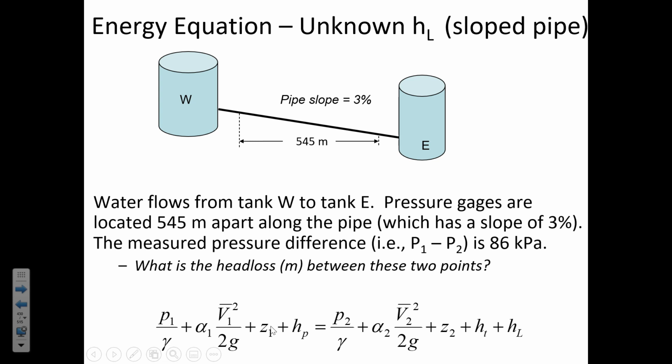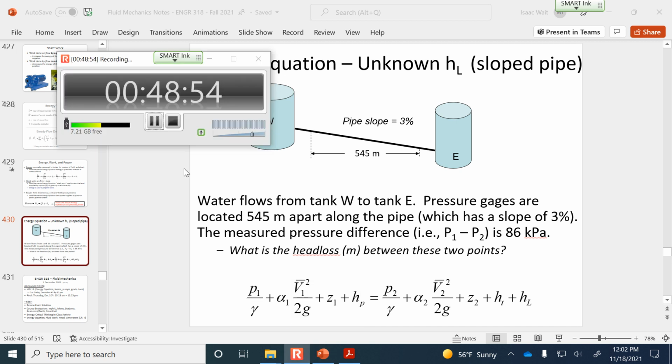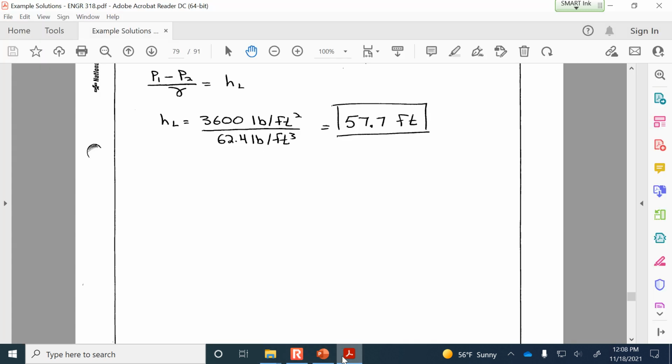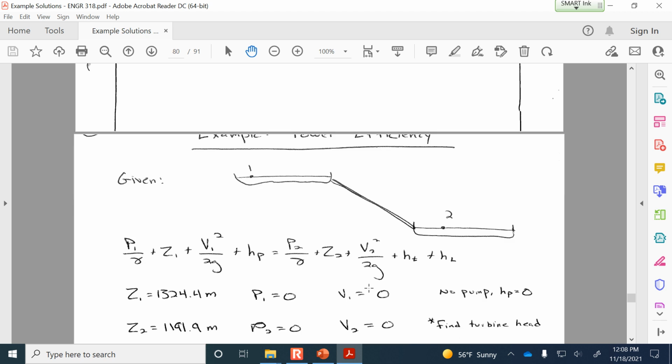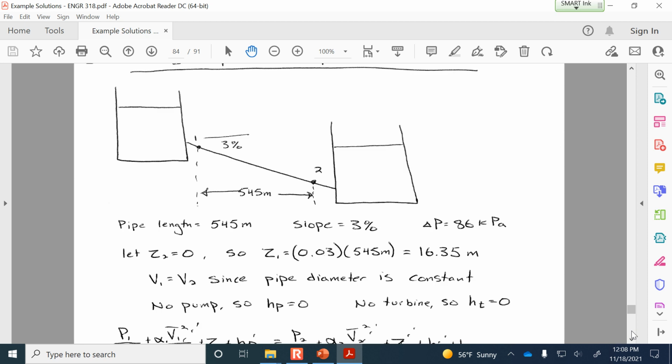So this is similar to the previous example that we worked. It's just that this time Z1 and Z2 aren't equal. You're going to use the slope and the distance that these two are far apart to define what Z1 and Z2 are. Okay, so let me pause for a second. Calculate head loss. Solve for H sub L and consider each of the other terms here in the energy equation. Here it is. All right.